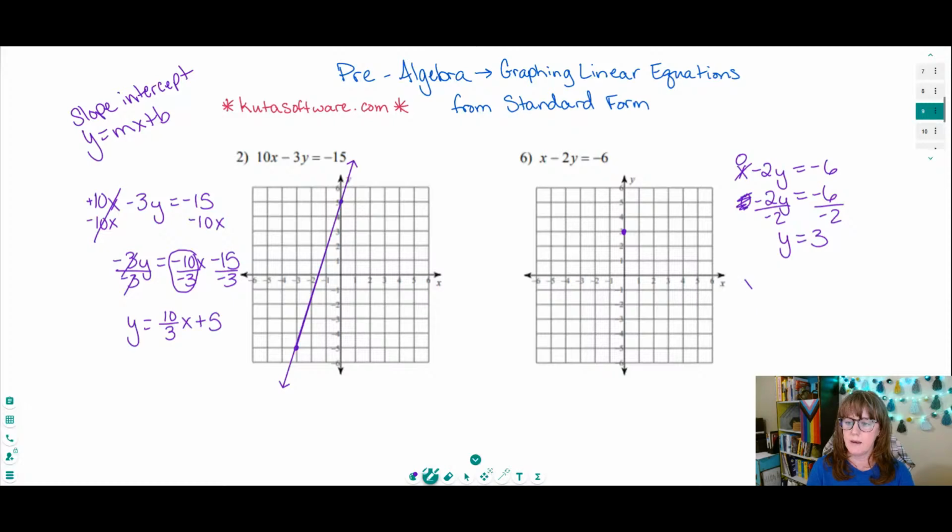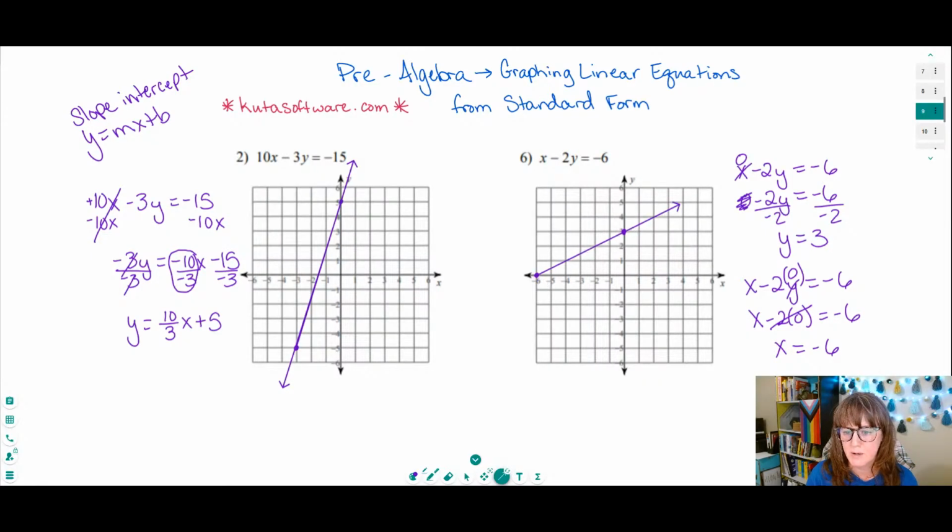Now let's do it again. x minus 2y equals -6, but we're going to sub y for 0. So x minus 2 times 0 equals -6. -2 times 0 is 0, so that's just going to cancel out. So we get x equals -6. So then that is our x-intercept. So we have 2 points. We can graph this line.